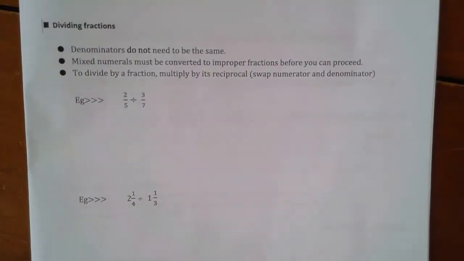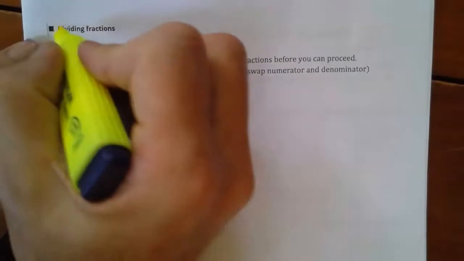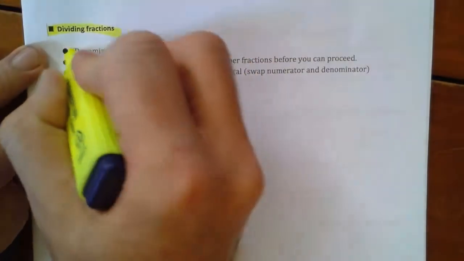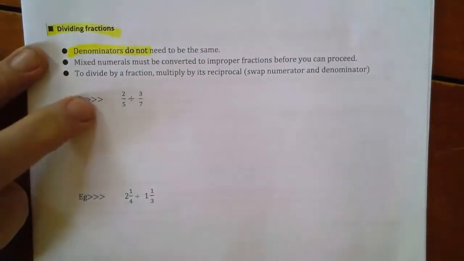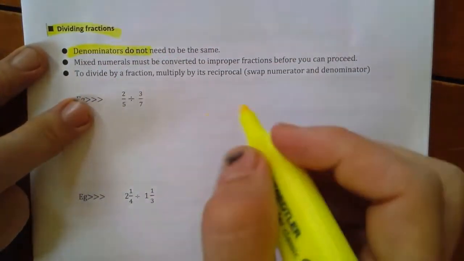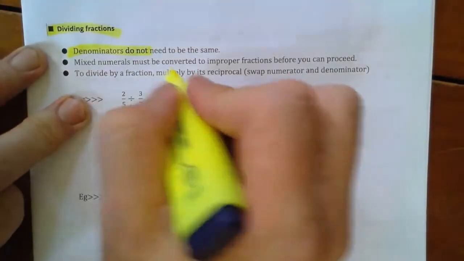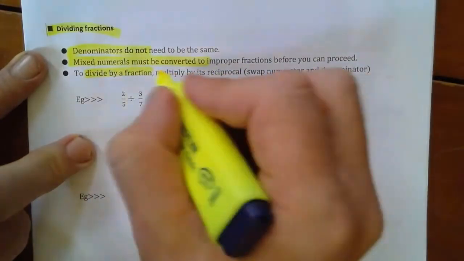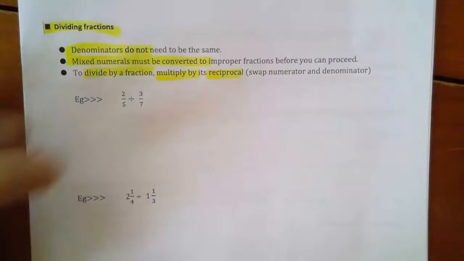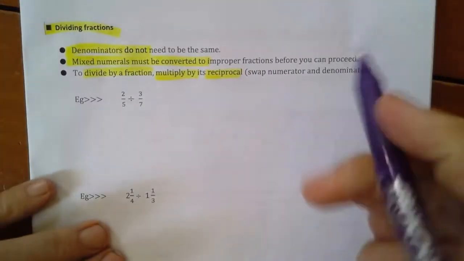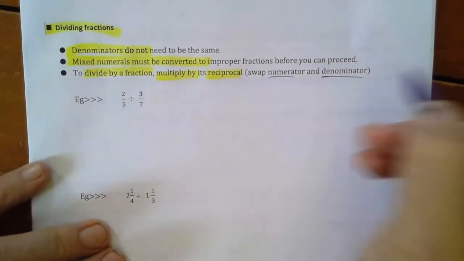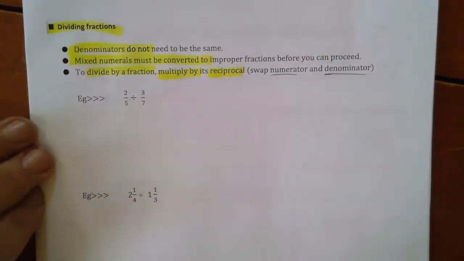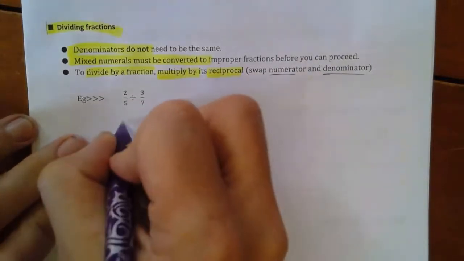Dividing fractions, we're actually going to turn them into multiplication. Again, I don't care if the denominators are different. Well, I mean, I care, but not in that way. Mixed numbers, again, must be converted. So to divide by a fraction, easy. You multiply by its reciprocal. The reciprocal is when you swap, you flip it over, the numerator and the denominator. What am I talking about? What are you talking about, Mr. Burson? Let me show you.